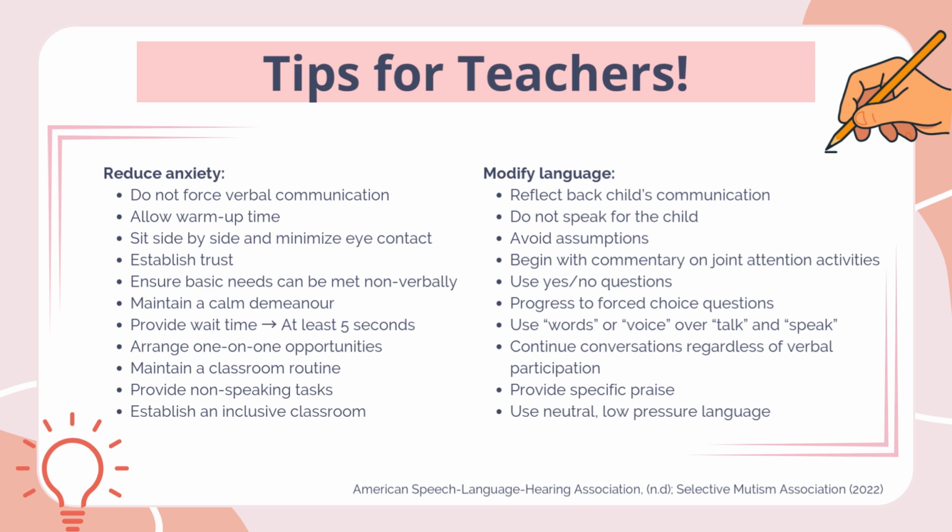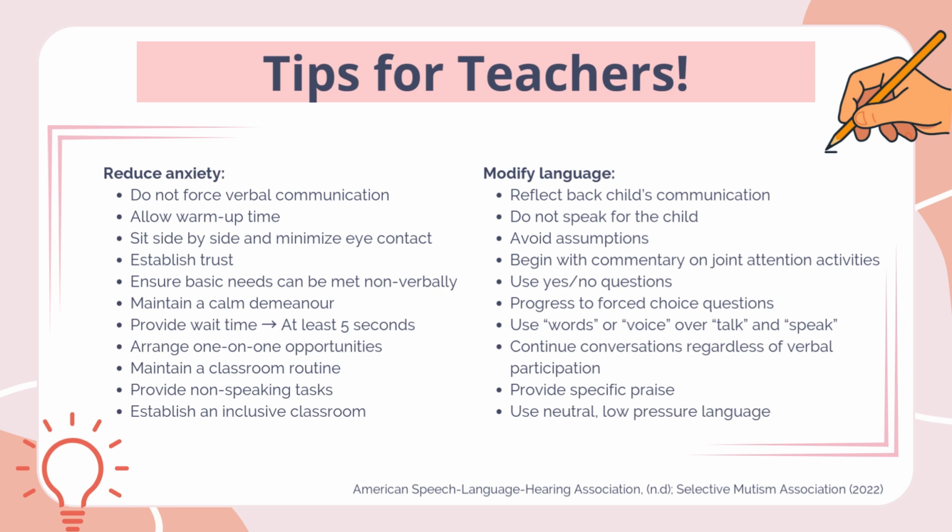When working with a child, try sitting beside them as opposed to across from them. This can help them feel less perceived, and it also minimizes the need for eye contact, which can be difficult for children with SM. Ensure that the child has a way to communicate their basic needs, as we discussed. Maintain a calm and friendly demeanor. Allow for extra time when asking the child to respond, ideally at least 5 seconds.